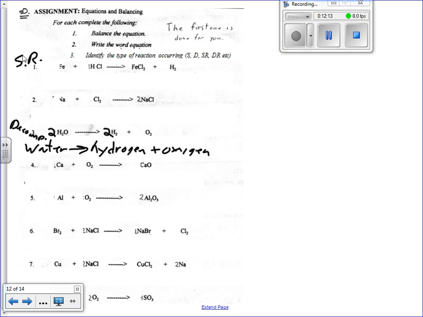Okay, so now I have to balance. Iron is 1 and 1 so far. Hydrogen is 1, and there's how many over here? 2. So what needs to go here? 2. All right, when I do that, does that make my chlorines work out? All right, so now everything's balanced. Now I write it out in words. Iron, okay, plus hydrogen chloride.